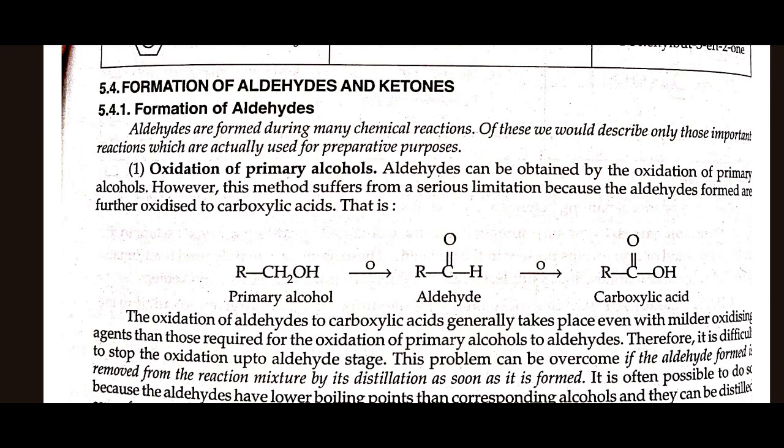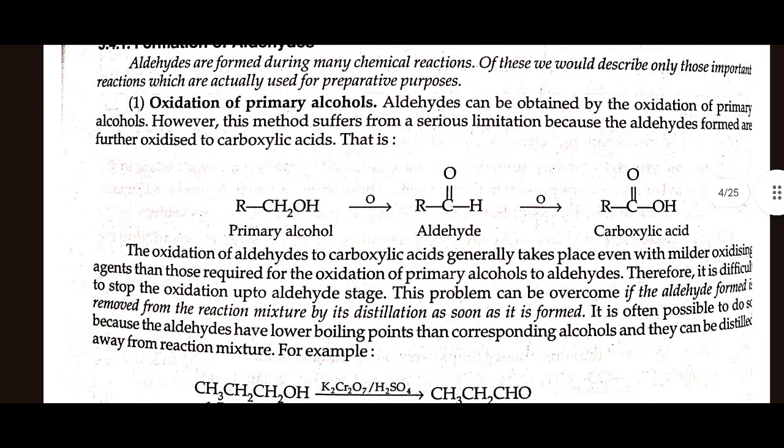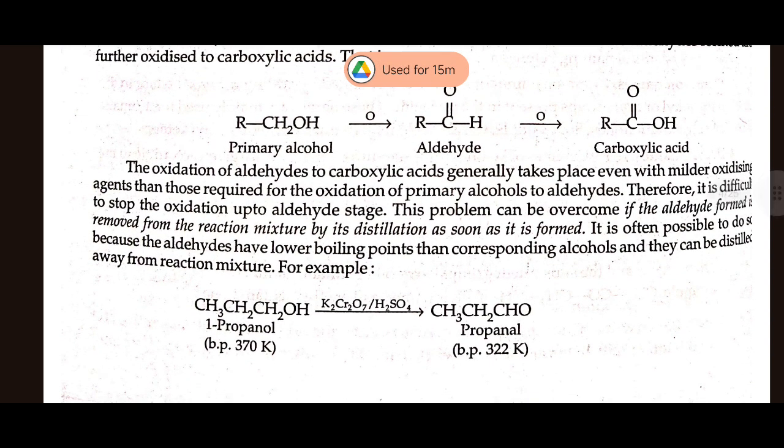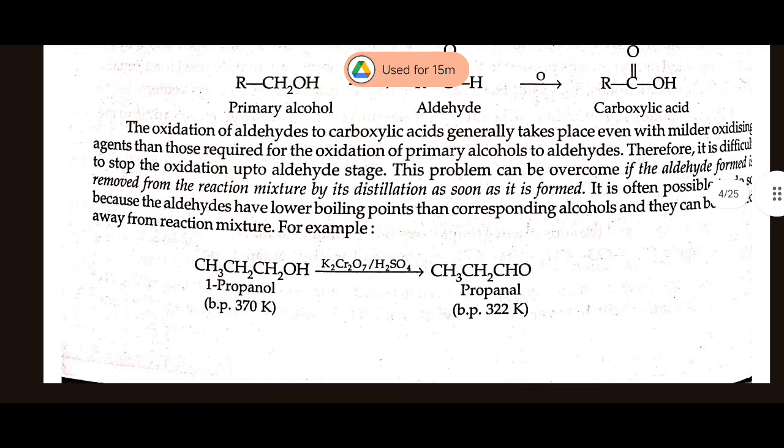First, oxidation of primary alcohols. Aldehydes can be obtained by the oxidation of primary alcohols. However, this method suffers from a serious limitation because the aldehydes formed are further oxidized to carboxylic acids. The oxidation of aldehydes to carboxylic acids generally takes place even with milder oxidizing agents than those required for the oxidation of primary alcohols to aldehydes. Therefore, it is difficult to stop the oxidation at the aldehyde stage.